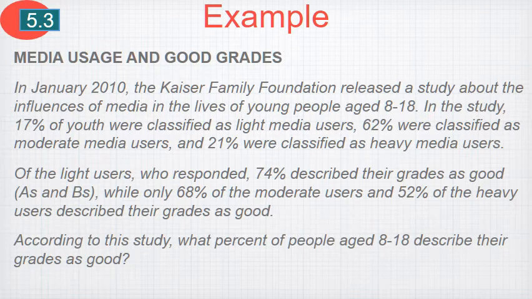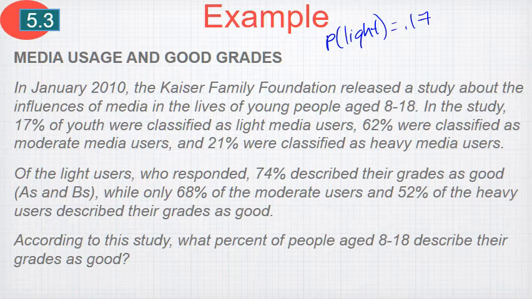Okay, example time. Media usage and good grades. In January 2010, the Kaiser Family Foundation released a study about the influences of media in the lives of young people aged 8 to 18. In the study, 17% of the youth were classified as light media users. I'm going to stop right there. When I do a story problem like this, I stop as soon as I get a number. So it said in the study, 17% of youth were classified as light media users. So I might be like, okay, the probability of light media users equals 0.17.